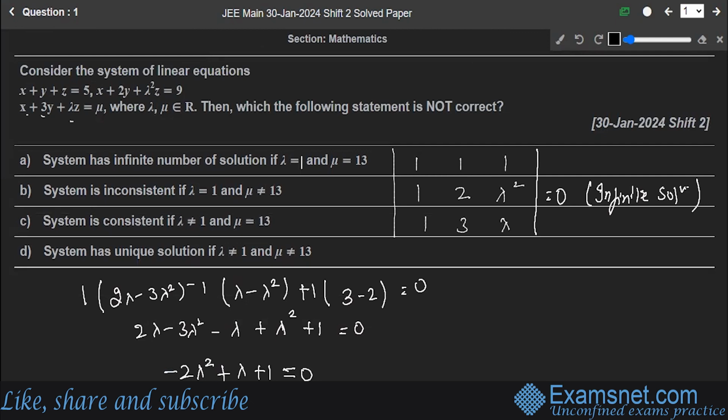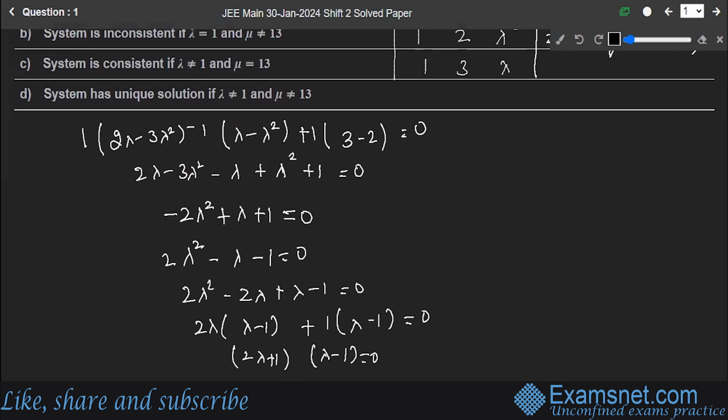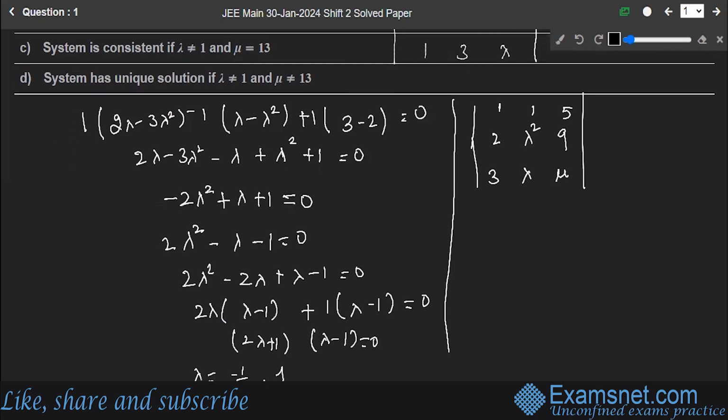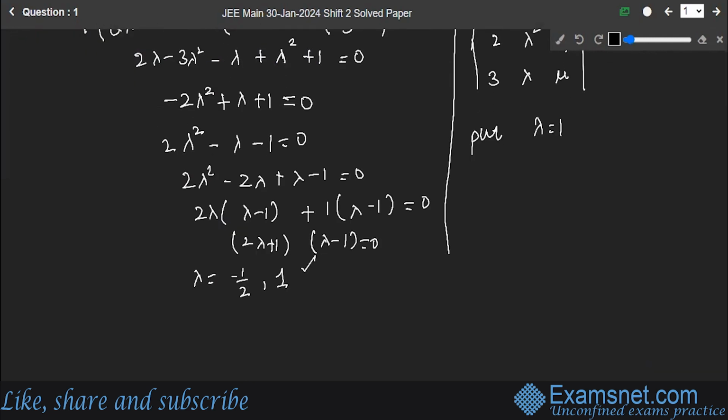If I put the value of lambda equal to 1 and solve for x, in that case, what will the determinant look like? This will be 1, 1, 5. See, I'm eliminating the x. So 1, 1, 5, 2 lambda square, 9, 3 lambda and mu. See, everything is talking about mu equal to 13. So let's put lambda as 1. See, for lambda as 1 and minus 1 by 2, you will have infinite solutions. Remember this thing.